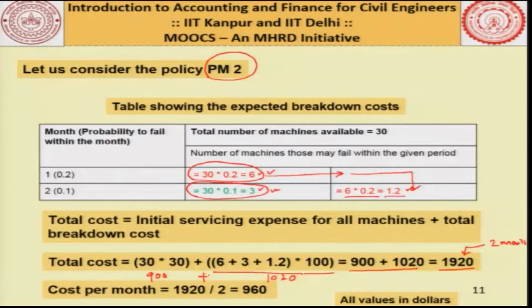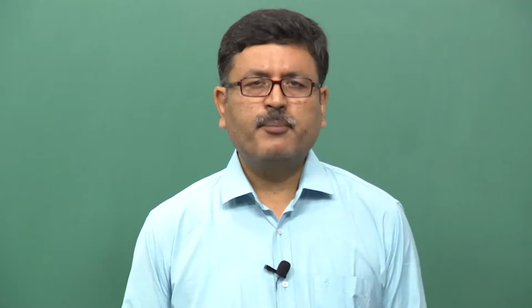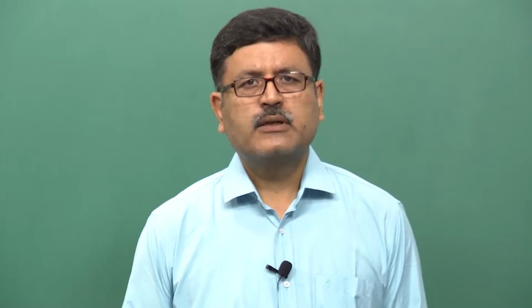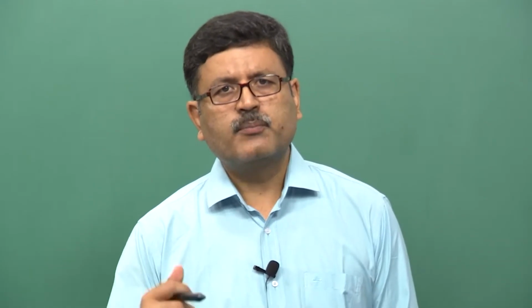So, per month if we have to calculate, it is 1920 by 2, which is 960. So, if we were doing preventive maintenance on a monthly basis, we were incurring 1500. When we changed it to bi-monthly maintenance policy, we are getting a cost implication of 960.